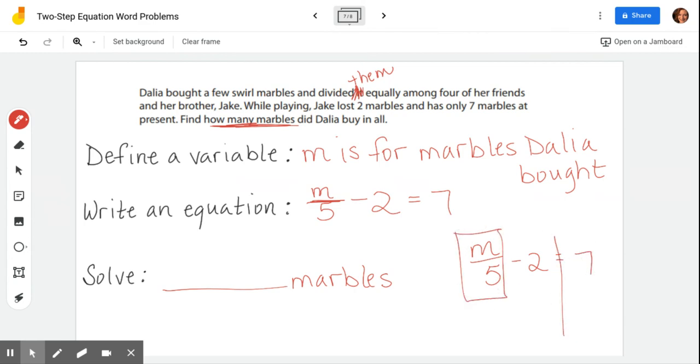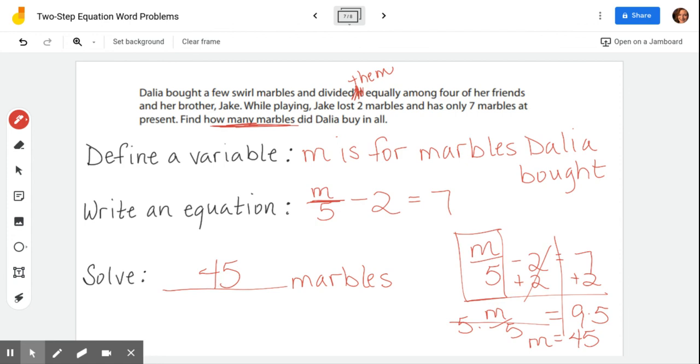The opposite of subtracting 2 is adding 2. And I end up with M over 5 equals 9. The opposite of dividing by 5 is multiplying by 5. So I think she originally bought 45 marbles. That's not a crazy amount. I think that sounds okay. I'm good with that.